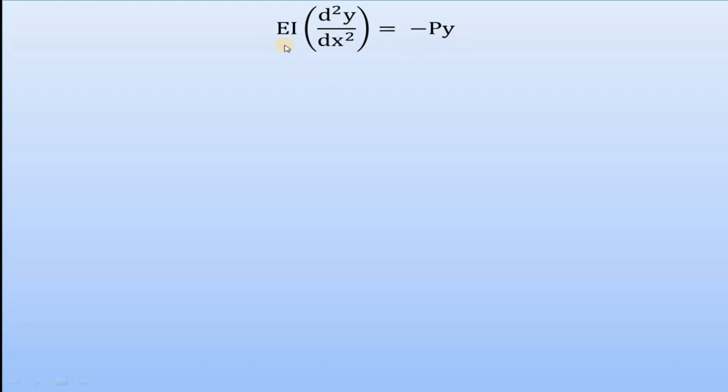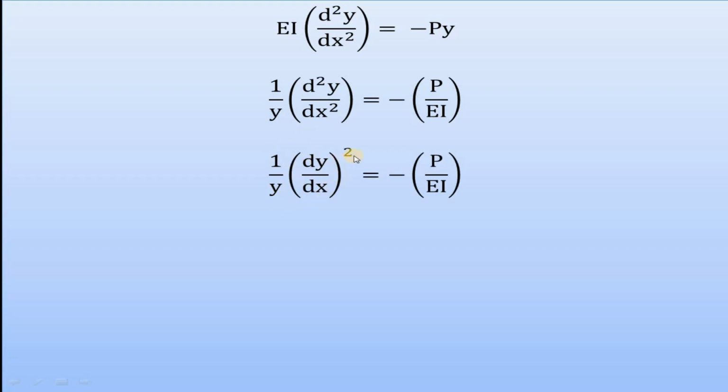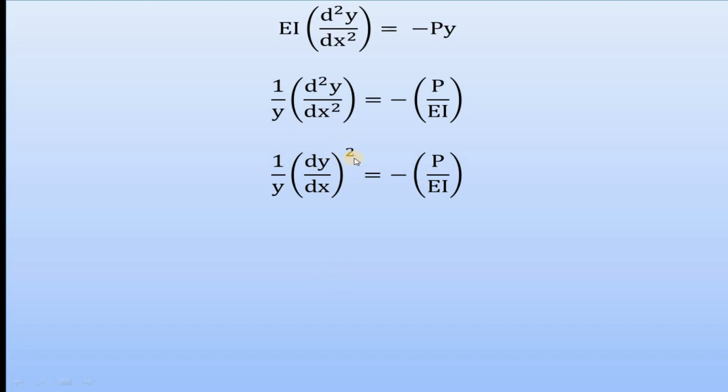Now I'm going to move this EI to the RHS and Y to the LHS. The next step will be 1 by Y d square y by dx square is equal to minus of P by EI. This d square y by dx square can be rewritten as dy by dx whole square, because a square by b square is nothing but a by b whole square. Similarly, d square y by dx square will be dy by dx whole square. So the next step will be 1 by y dy by dx whole square is equal to minus of P by EI.